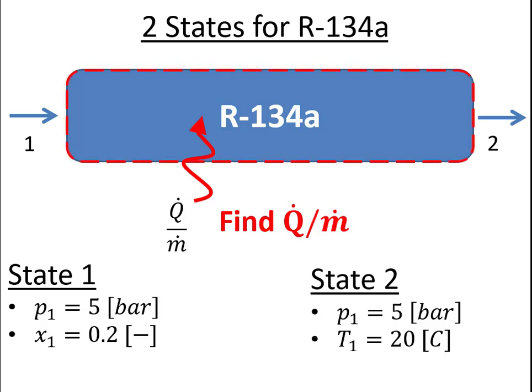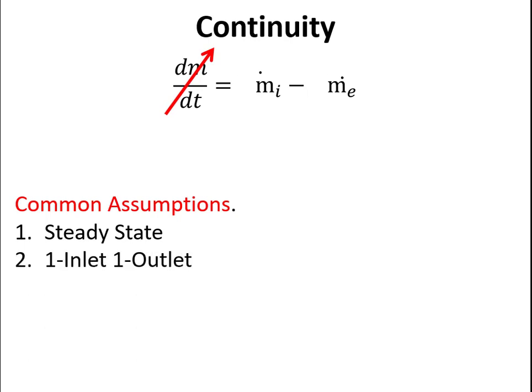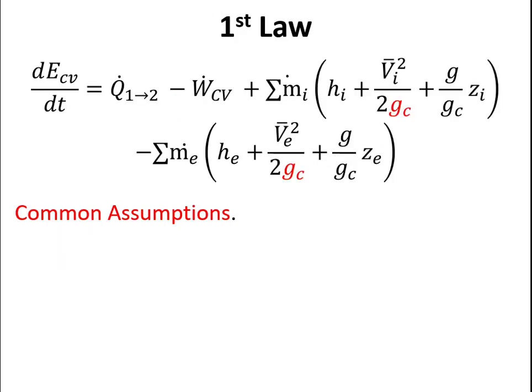Our control volume is going to be our component here. So the assumptions we're going to make, first we'll look at conservation of mass or continuity. We'll say that we're at steady state, that we have one inlet and one outlet, and that means that all the mass that comes in also goes out of my component. So I'm not storing mass inside my control volume.